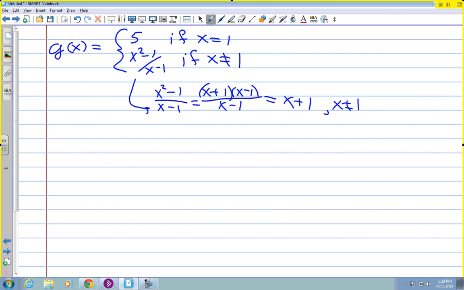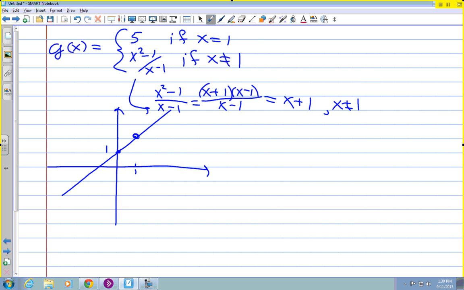So everywhere on this graph, what this means is, everywhere the function is just x plus 1, except at one point. How do you graph x plus 1? Okay, start at 1. Wait, doesn't x not equal 1? Oh wait, that's going to be open. Right, that's going to be open. At 1, I'll have an open circle.